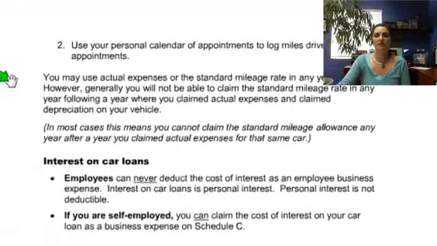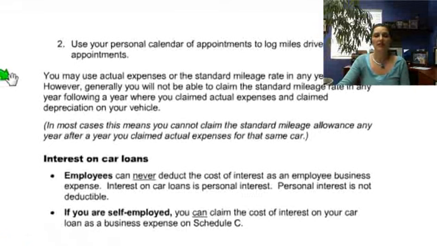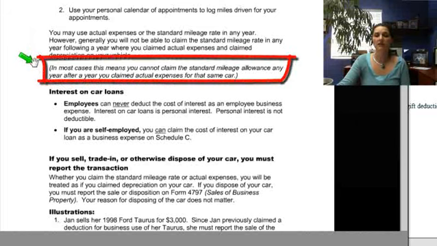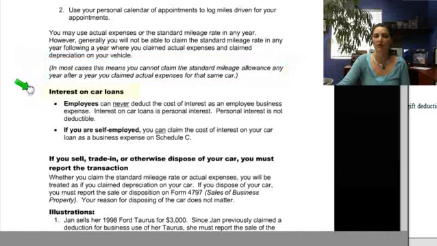So, you may use actual expenses or the standard mileage rate in any year. However, generally, you will not be able to claim the standard mileage rate in any year following a year where you claimed actual expenses and claimed depreciation on your vehicle. In most cases, this means you cannot claim the standard mileage allowance in any year after a year you claimed actual expenses for that same car.